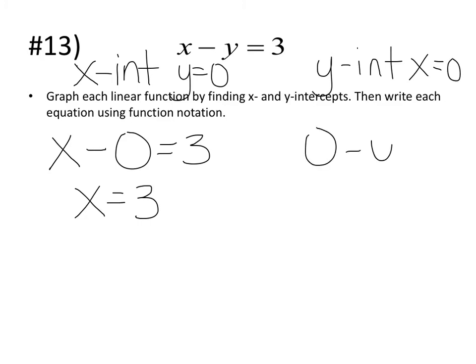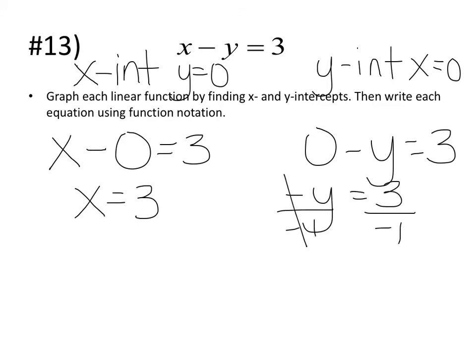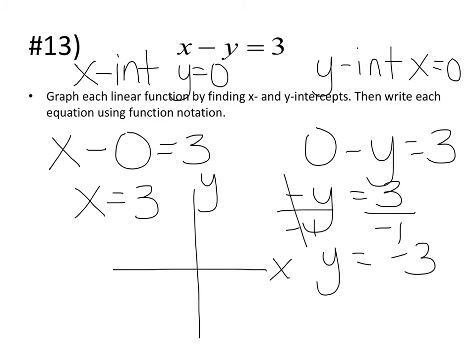So then I would do 0 minus y equals 3. So then you have negative y equals 3. Divide both sides by negative 1, you get y equals negative 3. So now when I go to graph, I've got my x and my y.